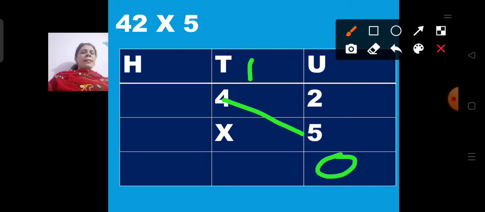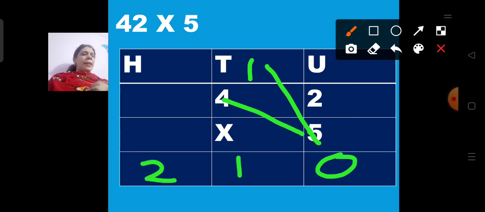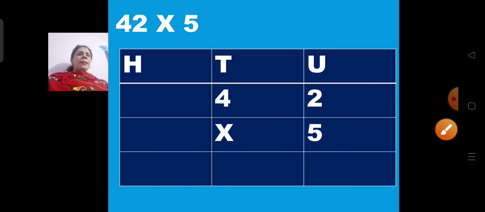4 5s are, 4 1s are 4, 4 2s are 8, 4 3s are 12, 4 4s are 16, 4 5s are 20. To that 20 I am going to add this 1. So 20 plus 1 will become 21. Now that 21 I will write 1 in tens place and 2 in hundreds place. So when I multiply 42 by 5, I get my answer 210.